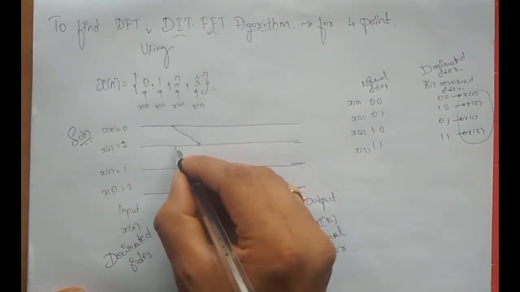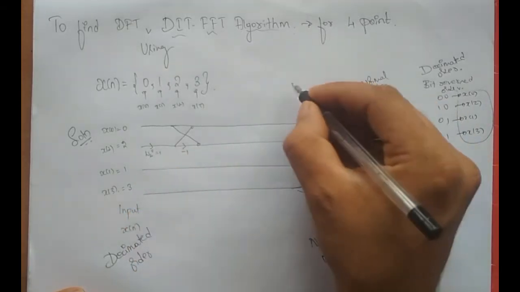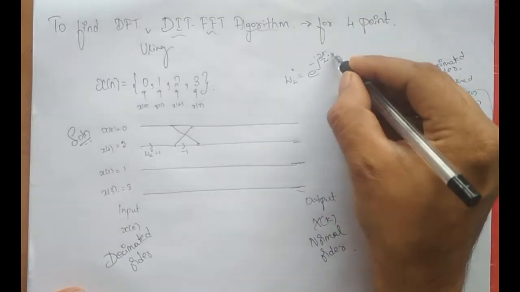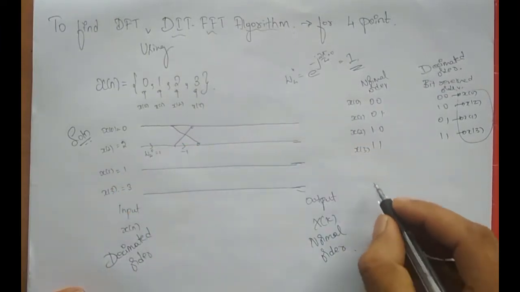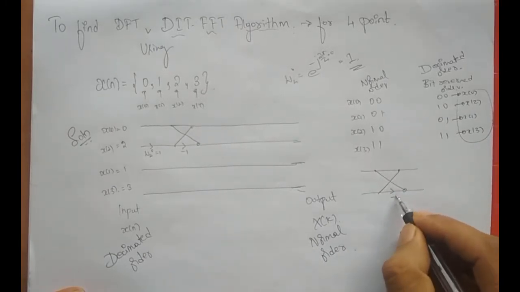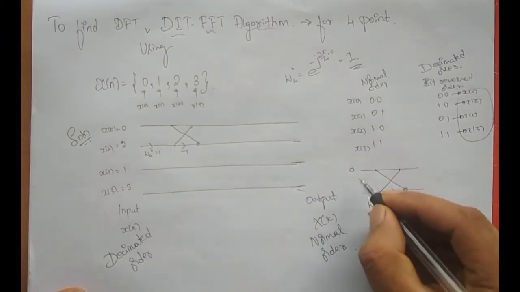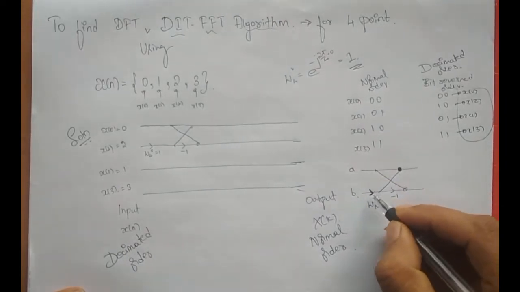First stage. So this is minus 1, this is W4 power 0, which is equal to 1, right? So what is W4 power 0? It is e power minus j 2 pi by 4 into 0, which is equal to 1, right? So what do we have? The basic butterfly diagram is something like this. We will be having minus 1, and generally it is W n power r. So if the inputs are a and b, the output from here, this node is for adding and this arrow mark is for multiplying.